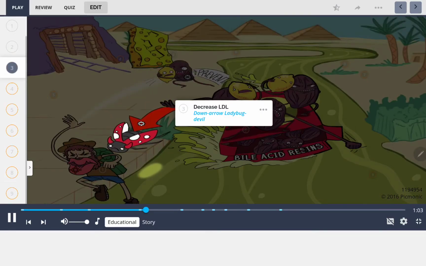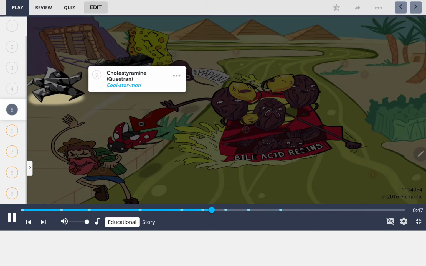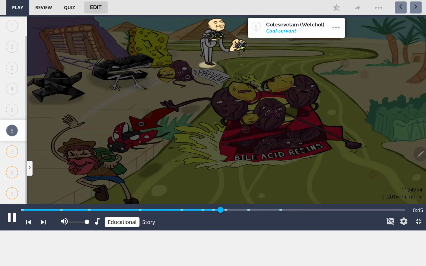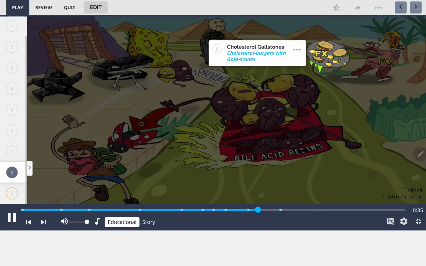These medications cause increased cellular uptake of LDL to process more bile, decreasing LDL cholesterol, shown by the down arrow ladybug devil. Commonly used bile acid resins are cholestyramine, shown by the Cole stapler, colestipol, Cole-star man, and colesevelam, the Cole servant. A side effect of treatment with these drugs is GI distress, the GI with flare gun, and cholesterol gallstones, cholesterol burgers with gold stones, which occurs due to increased cholesterol concentration in bile.